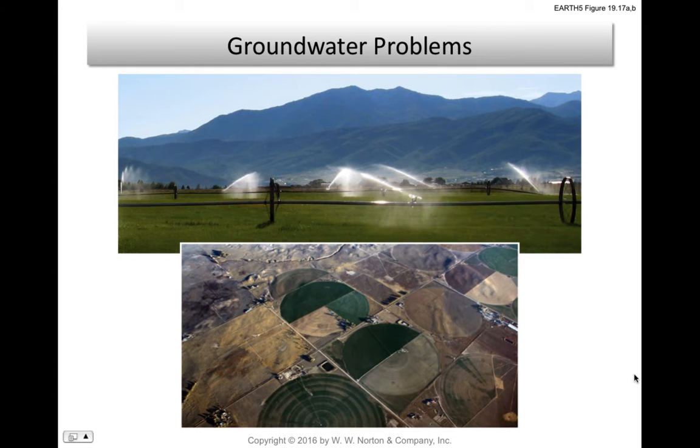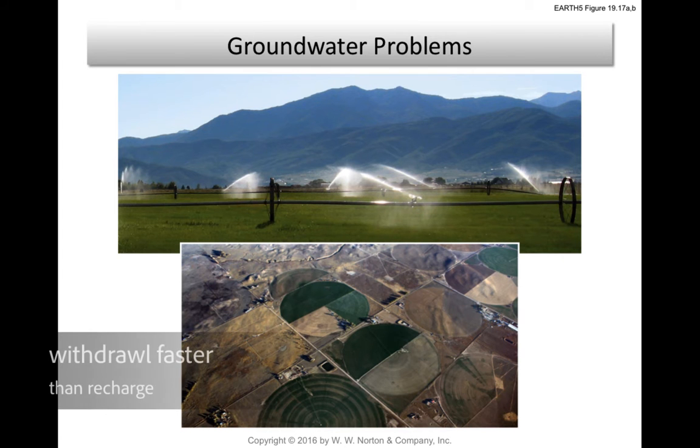What are some of the problems with groundwater? One of the main problems is excessive withdrawal or discharge, where we're extracting groundwater more quickly than it's being recharged. And one of the problems is that the land begins to subside and collapse, and it's a real problem, because once the land subsides, it ruins the aquifer. And remember, more than 2/3 of freshwater use comes from the ground.